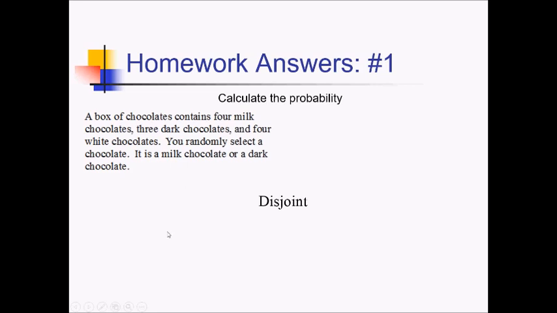So probability of a milk chocolate or a dark chocolate, let's deal with each of them separately. In general, the overall total number of outcomes, we have 4 plus 3 plus 4, giving us 11 chocolates. For milk chocolates, 4 of those 11 were milk chocolates, so 4/11ths chance of getting a milk chocolate. For the dark chocolates, we had 3 of those, so that's a plus 3 over 11 that we have to add in there. And since there's no overlap, we don't have to subtract anything. We just add these, giving us 7 over 11.